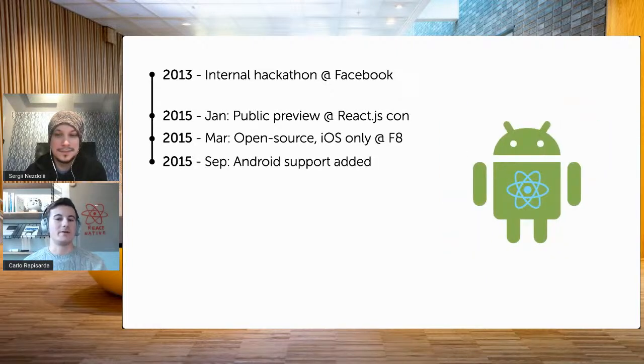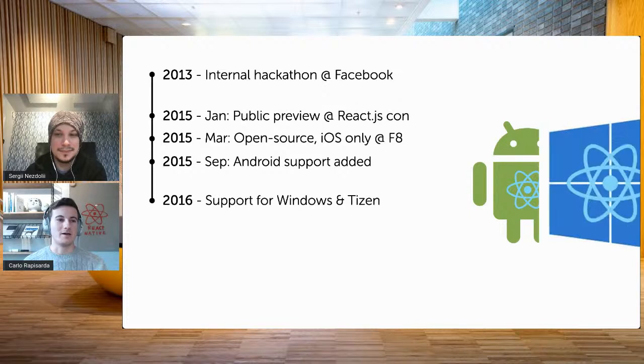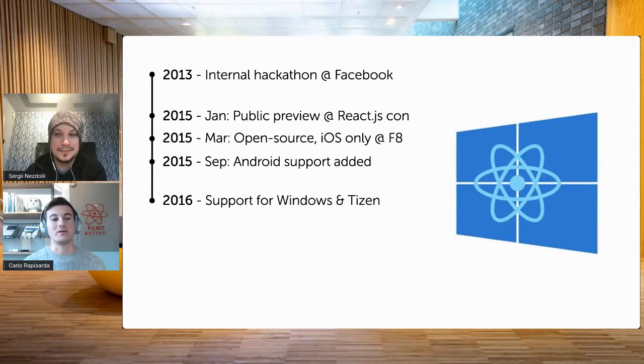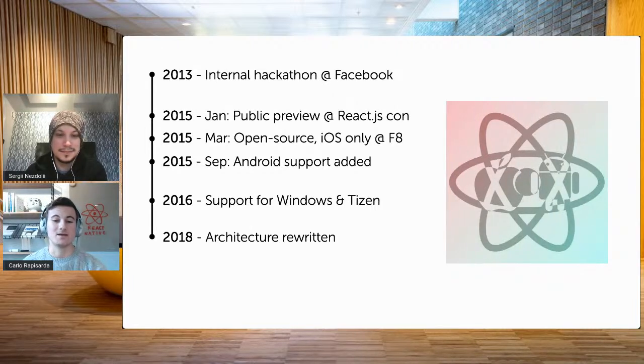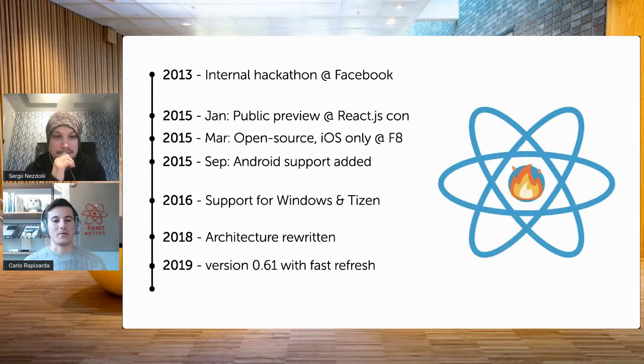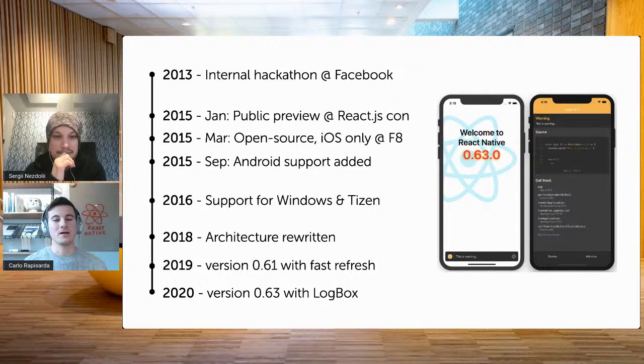Later, they added Android support, and further down the line, even Windows and Tizen support. Now in 2018, the architecture is completely rewritten, and with this, the support for other platforms other than Android and iOS is also gone. So in 2019, then we have more powerful tools for debugging, like Fast Refresh and Logbox.